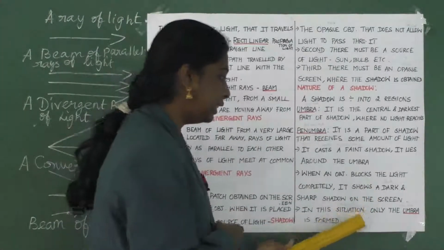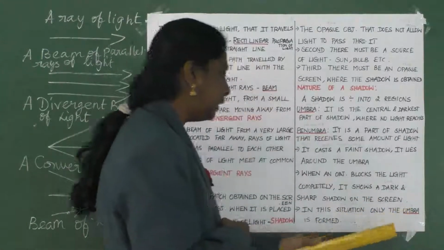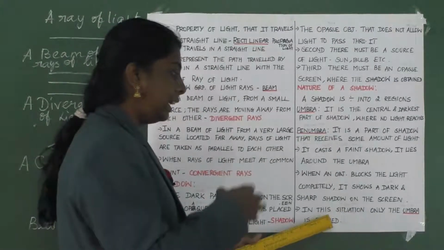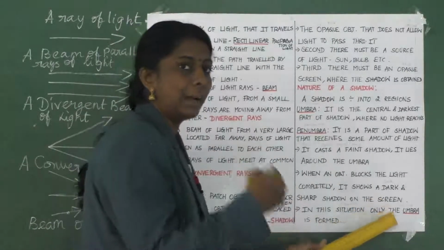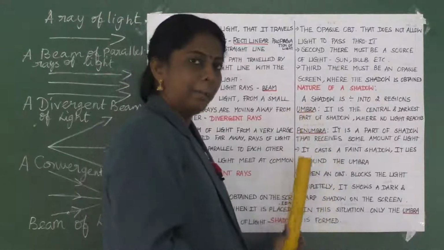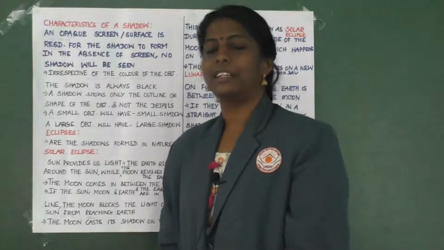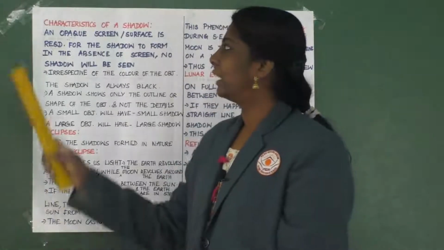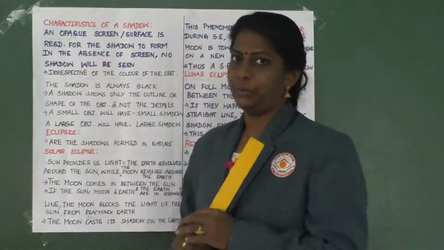In this situation, only the umbra is formed. So that's what we learned about umbra and penumbra. Yes, children, now let us learn about characteristics of a shadow.